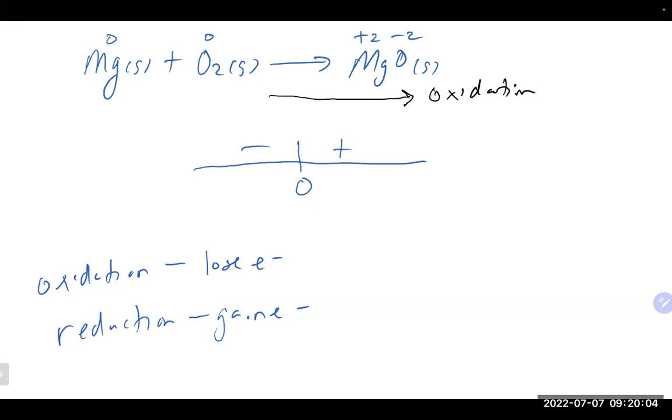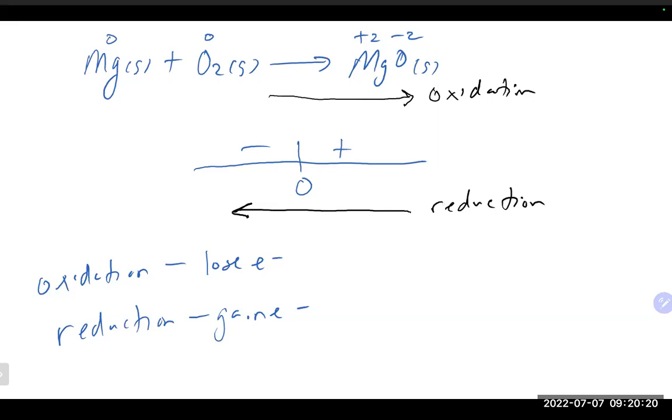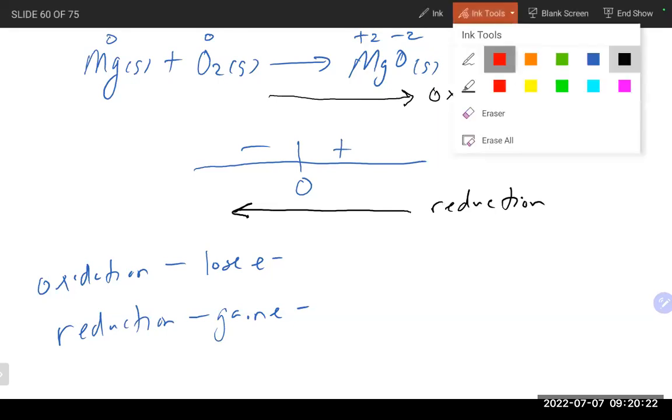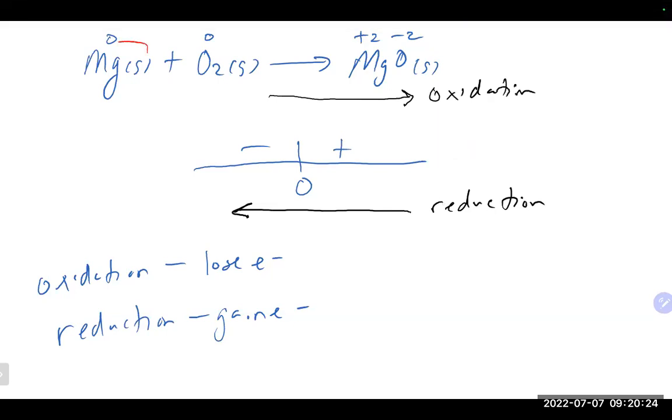If you gain electrons, you now have more electrons than protons, right? And you become more negatively charged. So if you find yourself on this number line moving in this direction, you are definitely going through reduction. So again, just to demonstrate how that works, if we take the magnesium, for example, we take this guy.